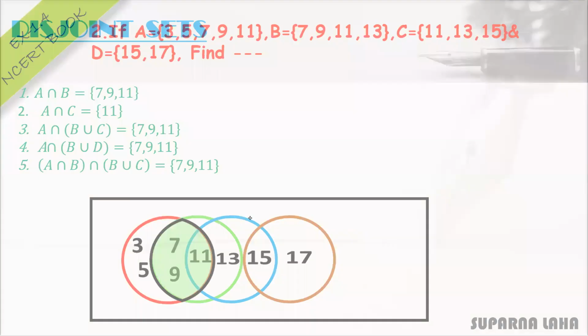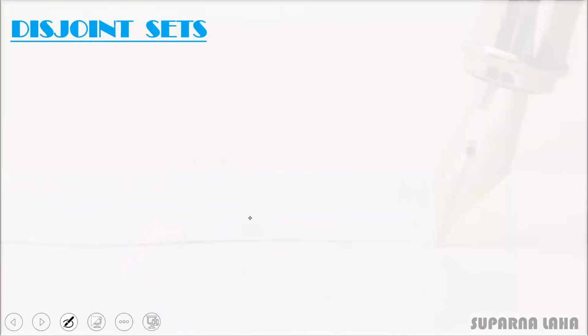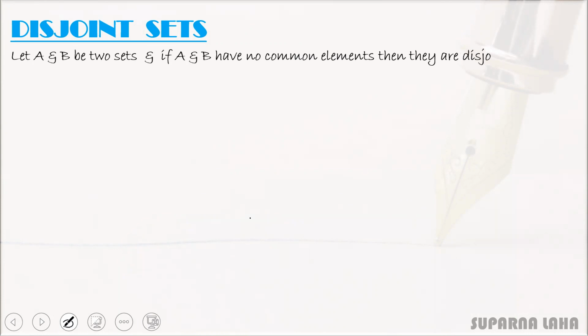Intersection. Next is disjoint set. Now what is a disjoint set? Let's take two sets A and B. We call them disjoint if they don't have any common element. That means common element means intersection. So if their intersection is empty, then we will call the sets disjoint sets.